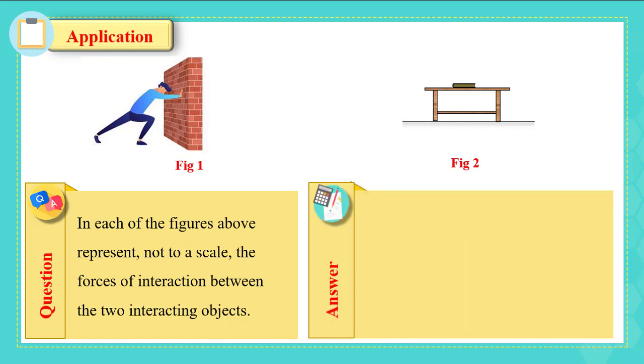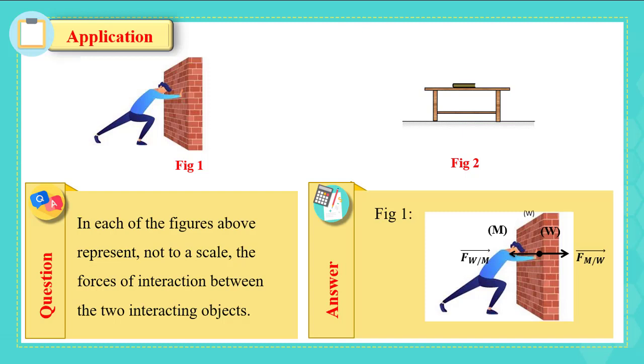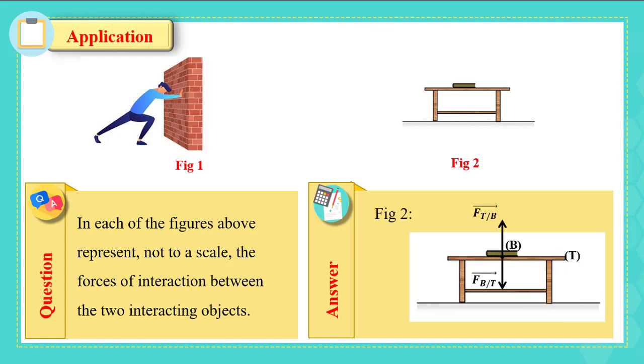Okay, considering the first figure, we can see that the man is trying to push the wall to the right. Simultaneously, at the same instant, the wall exerts a force on the man to the left. So we draw them opposite in direction, but of equal magnitudes. In the other example, we have a book exerting a force downward on the table, and at the same time, the table exerts a force upward on the book. So they are of equal magnitudes, but opposite in directions.